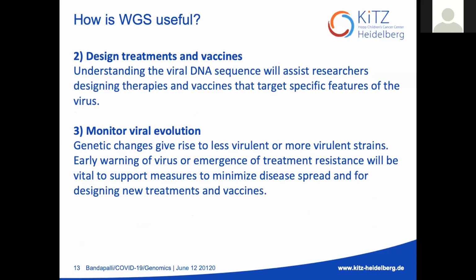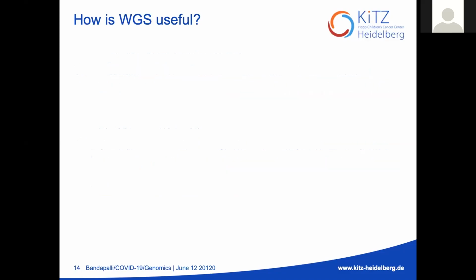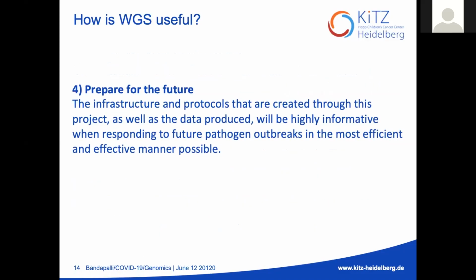And also you can monitor the viral evolution, the genetic changes, since the virus is changing fast. It's a genetic map, so you can see whether they are becoming more virulent or sometimes becoming mild. So you can find early warning of virus emergence or treatment resistance with the help of whole genome sequencing, so that you can prioritize how to deal with the situation and prepare for the future.